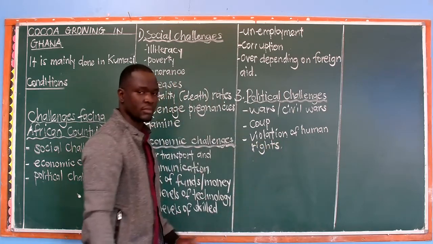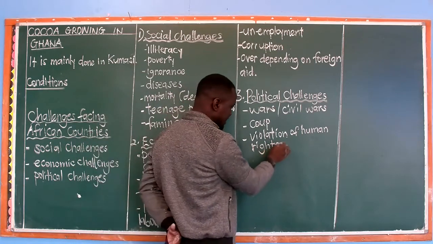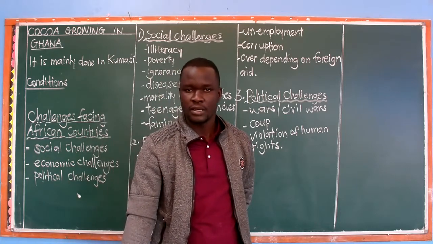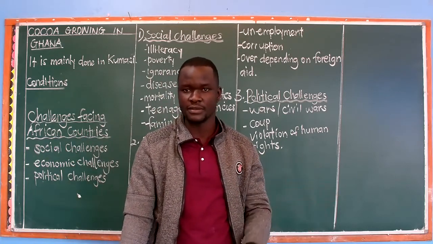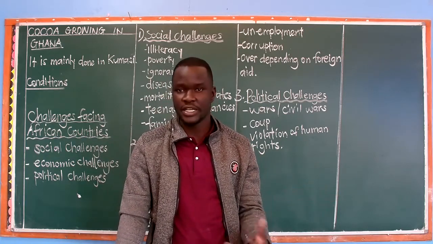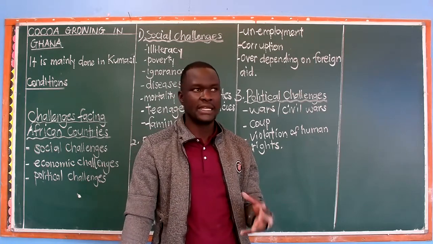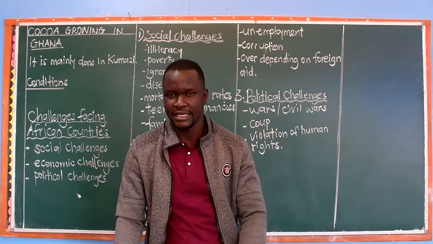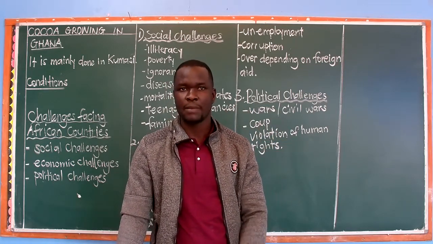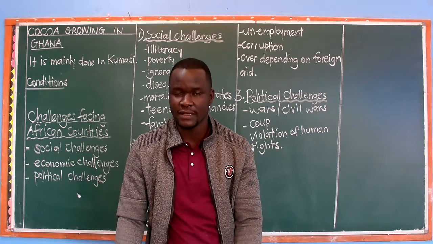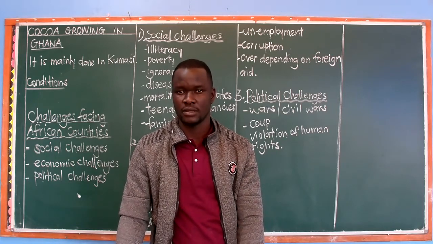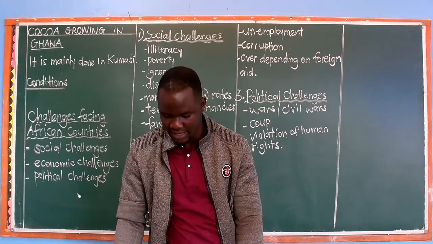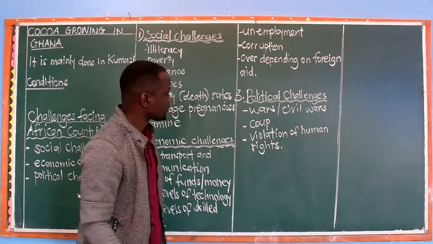How? People are denied freedom of movement. Some people are denied freedom of press. Some people are denied free hearing in courts of law. Some people are denied the freedom of life. They are being murdered. That is another way human rights are being abused in African countries.